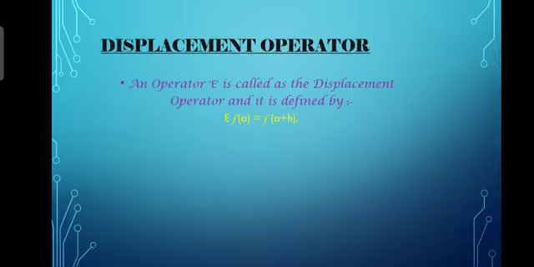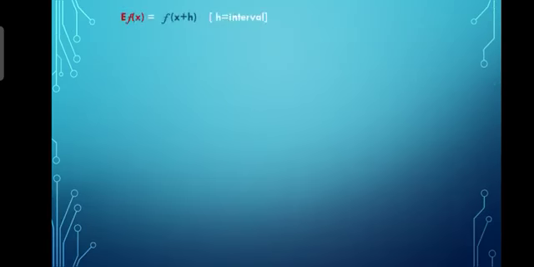Displacement operator. An operator E is called the displacement operator and it is defined by E into f of a is equal to f of a plus h. Sometimes you might see E into f of x is equal to f of x plus h. There is just a difference of variable. The operator E is also called the shift operator, another name for displacement operator, or shifting operator. E f of x is equal to f of x plus h, where h is the interval. This is the basic definition of displacement operator.